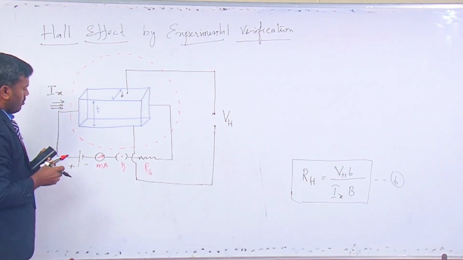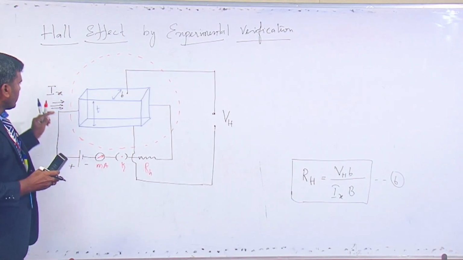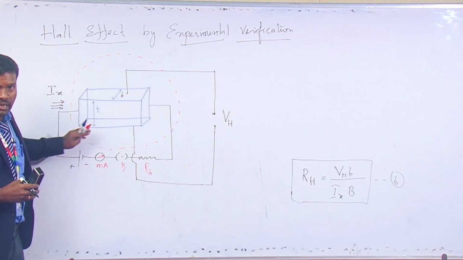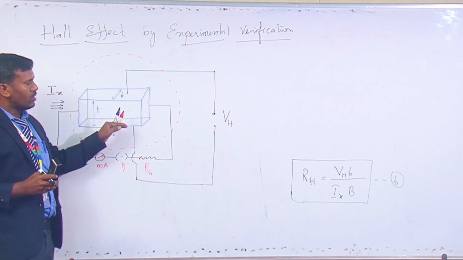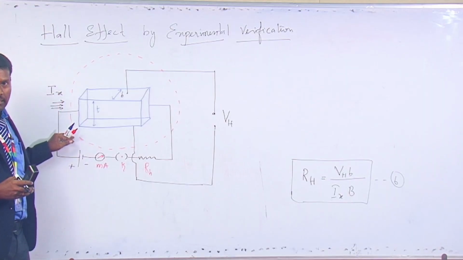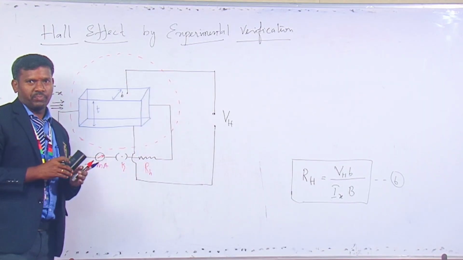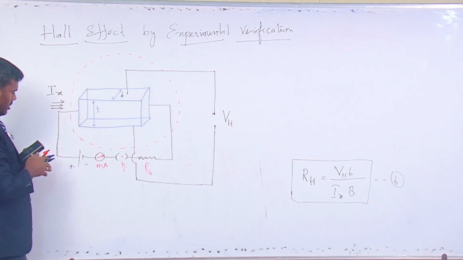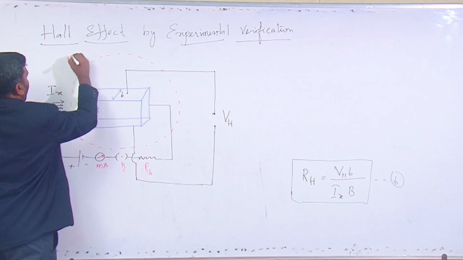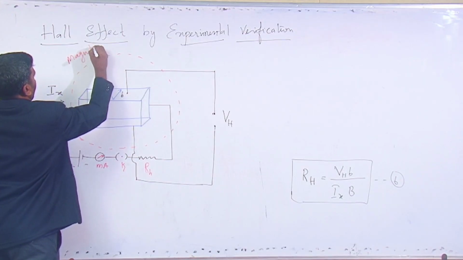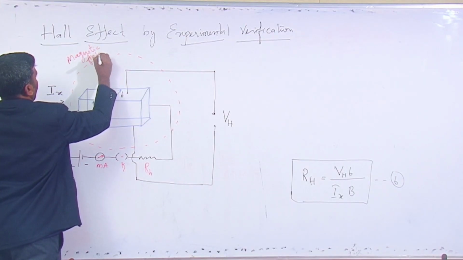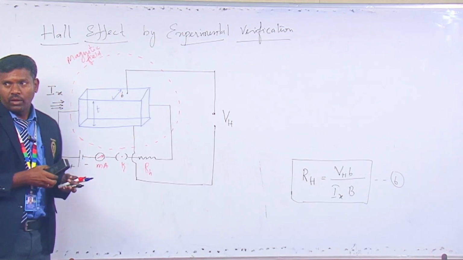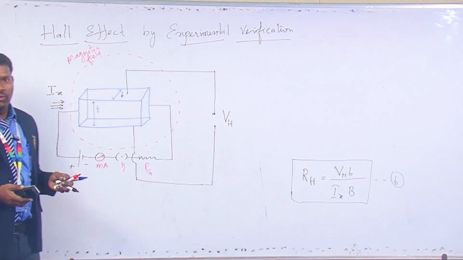Already you know that, what is Hall effect? When the current is carried in the x direction and a magnetic field is applied in the z direction, the potential difference appears perpendicular to both x and z directions, which means the y direction. Here the current is applied in the x direction, Ix, and the magnetic field. This is the Hall effect experimental verification.